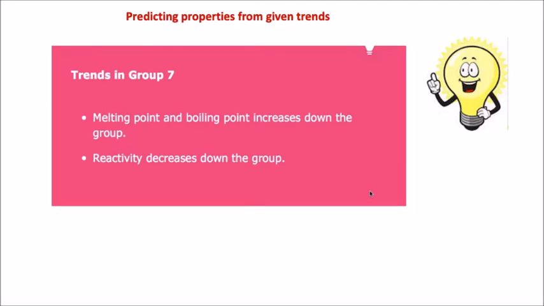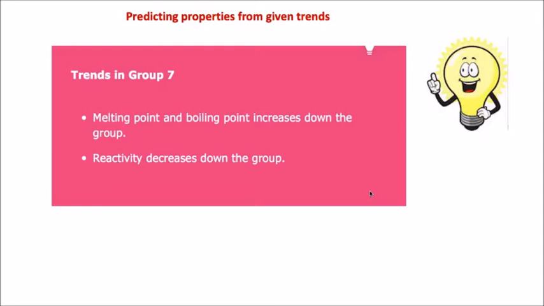Now this is what AQA says we should also look at. How do we predict properties from given trends? So I've given two main key points here, and I'll go on to explain it further. Number one, melting and boiling point increase down the group. I've mentioned it earlier. Reactivity decreases down the group. So this is something new I'm mentioning.